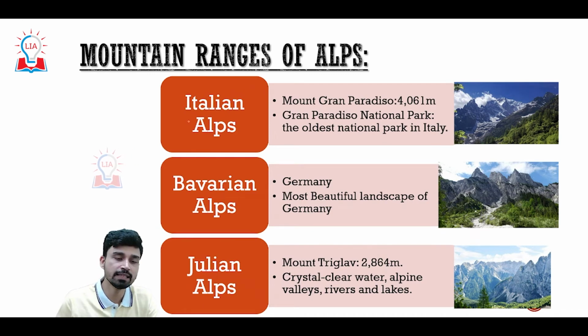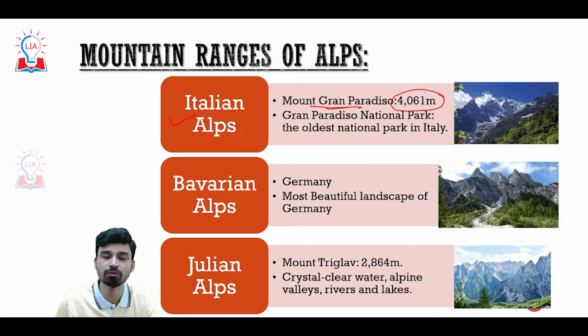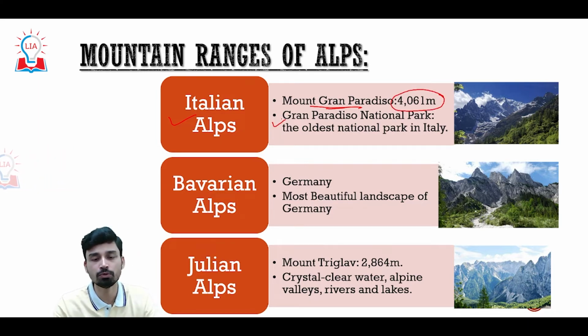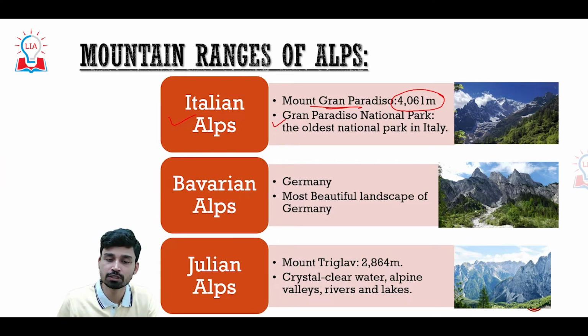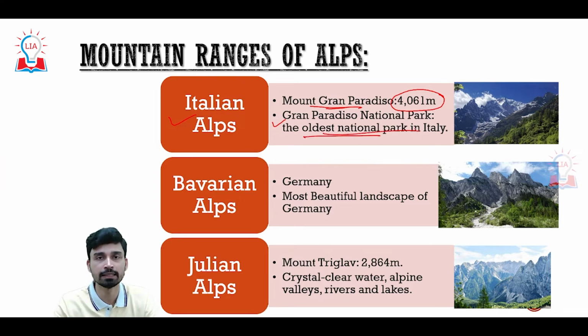The fourth in the series is the Italian Alps, where we have the highest peak, Mount Gran Paradiso, at an altitude of almost 4,061 meters. This also is home to Gran Paradiso National Park, which is believed to be the oldest national park in Italy.